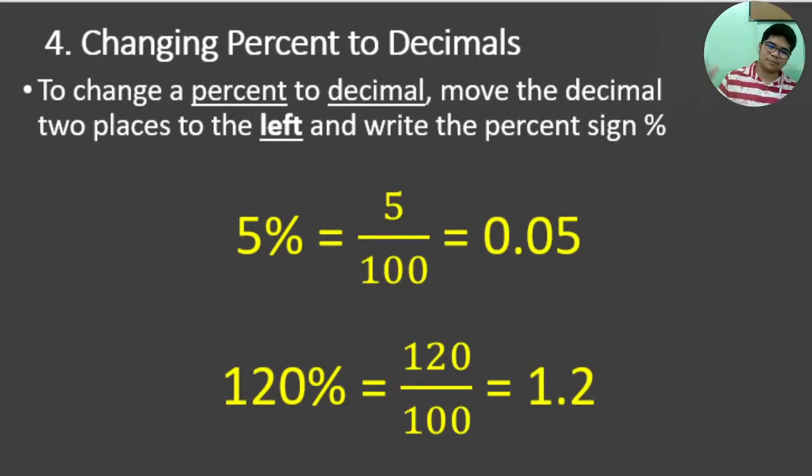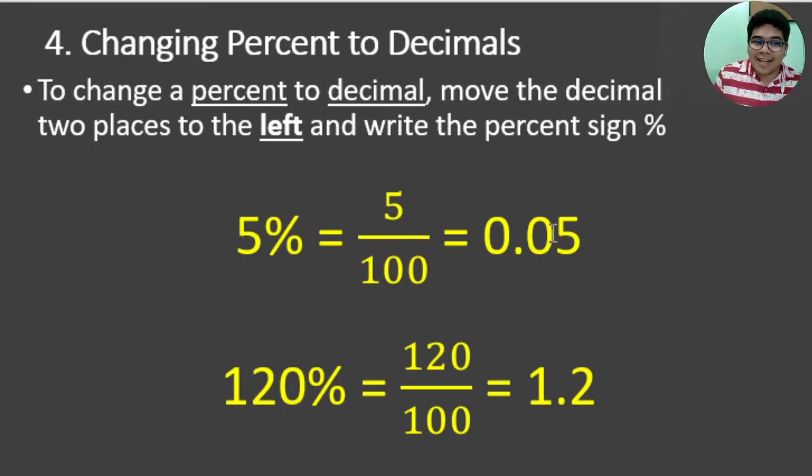Balik na natin. From percent, let's go to decimal. Now to change a percent to decimal, you just have to move the decimal point two places to the left and write the percent sign. Ganun lang po. So like for example, 5%, right? So there's an invisible decimal point here after the 5. If you move that two places to the left, it would give you 0.05.